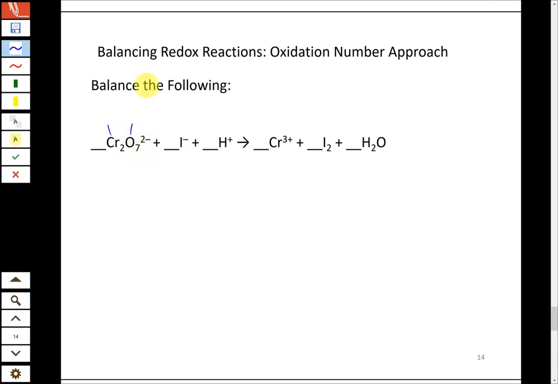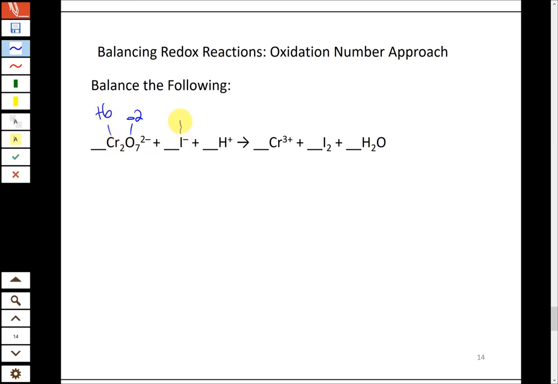So we have 7 oxygens, but those are -2 each whenever oxygen is in a compound. So 7 times -2 is -14. The total needs to be -2. So that means each chromium has to be +6. Let's make sure we follow that. 2 times +6 from chromium is +12. 7 times -2 from oxygen is -14. 12 minus 14 is -2, which is the overall charge. So again, there's 2 chromiums in the formula, so each of them is +6. The total is +12, but each one is +6.